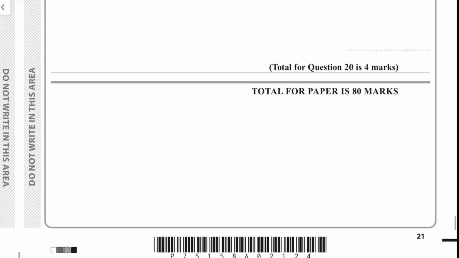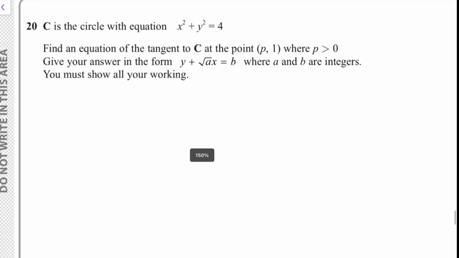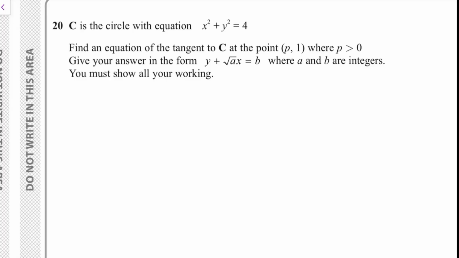How many questions are there? That's it, last question. Right, C with equation x squared plus y squared is 4. So I know that that's a circle, radius 2 that goes through here. Find an equation of the tangent to C at the point P, 1. P, 1, so 1 is here or here. Where P is greater than 0, so it's not that one, it's this one here. Give your answer in the form of an expression.